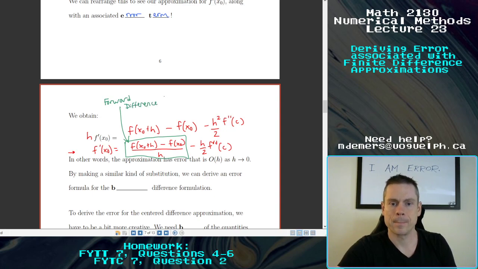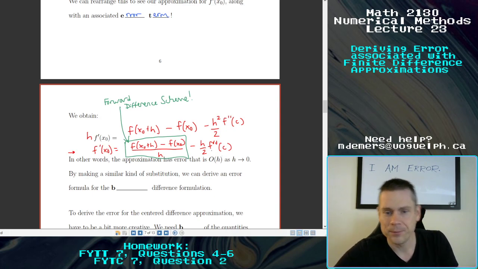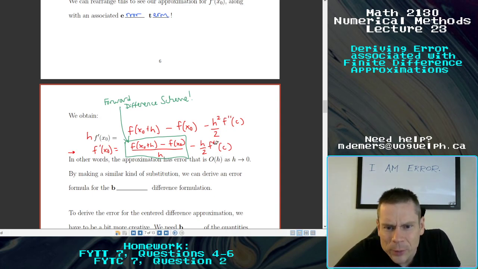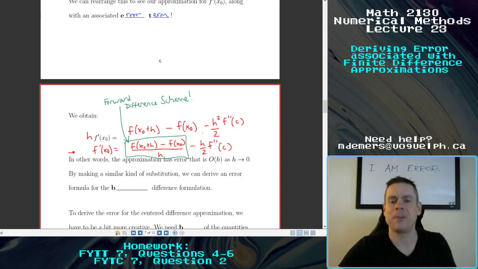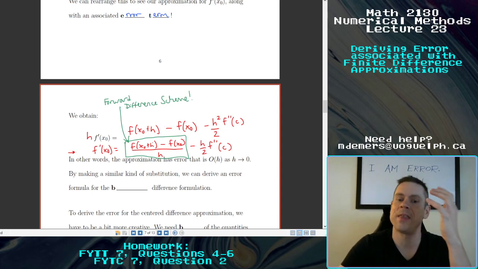So that's kind of cool. We can just grab that from Taylor's theorem. This here is error, and it looks really weird right now, so I'm going to redo the primes, but this was an f double prime at c. Don't be freaked out by that, right?